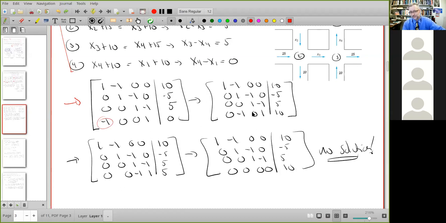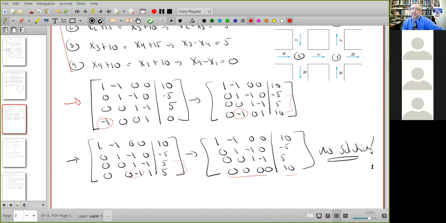And so for here, you only needed to get rid of that one. Just do it by adding. Then you got to get rid of that one. You do it by adding. Then I got to get rid of that one, and you do it by adding. And then finally we get 0 = 10. And then inconsistent, no solution, you're done.